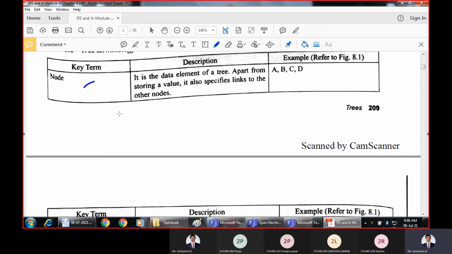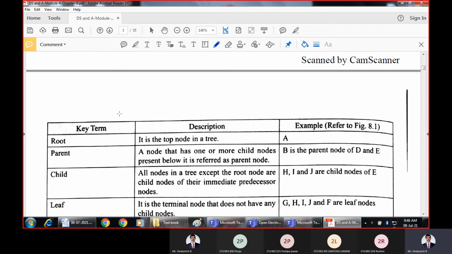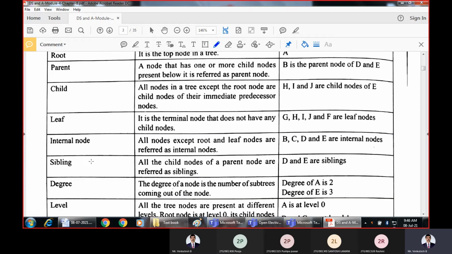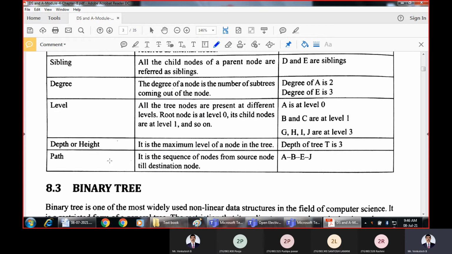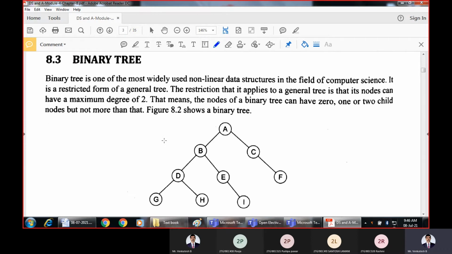And then we have also seen the various definitions. That is, what actually is a node in a tree, what is a root node, what is parent, child, leaf, internal node, sibling, degree, level, depth, and path. So these are the different notations we studied in the previous class. Now we'll be studying a concept called binary tree. We have seen what a tree is in the previous discussions. Now we are talking about binary tree.